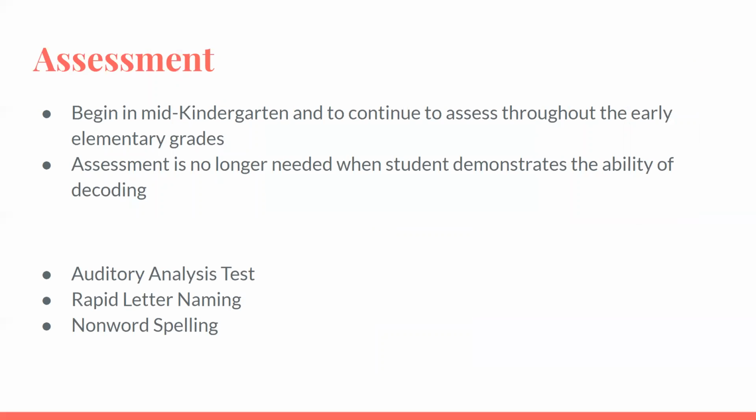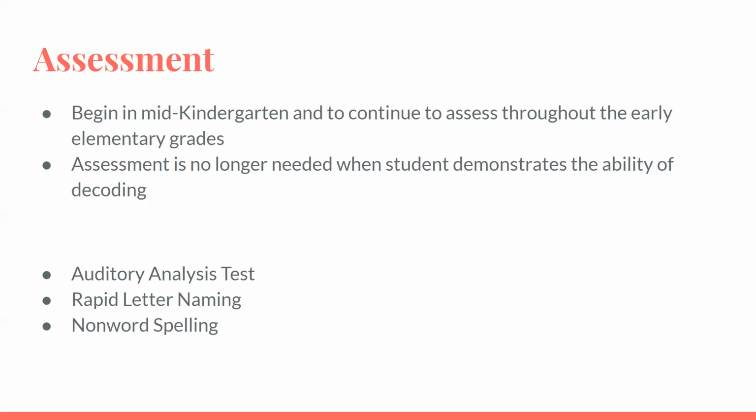Lastly, for assessments, you would want to begin in mid-kindergarten and continue to assess throughout the early elementary grades. And then assessment is no longer needed when the student demonstrates the ability of decoding. There are many different assessments you can do. Some are auditory analysis tests. This consists of 40 items arranged in order of difficulty from deletion of word syllables in compound words to deletion of syllables in multisyllabic words to deletion of phonemes in beginning, middle, and end positions. The teacher asks the student to delete a syllable or phoneme and say the word that is left.